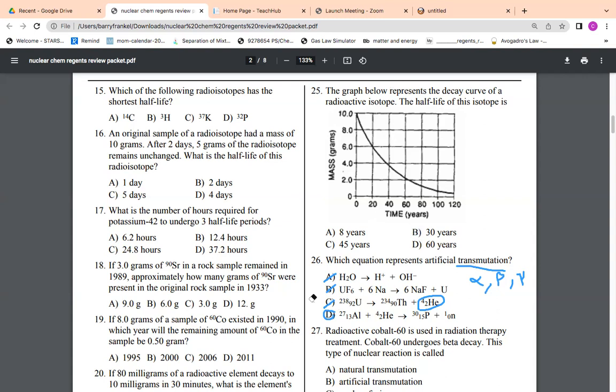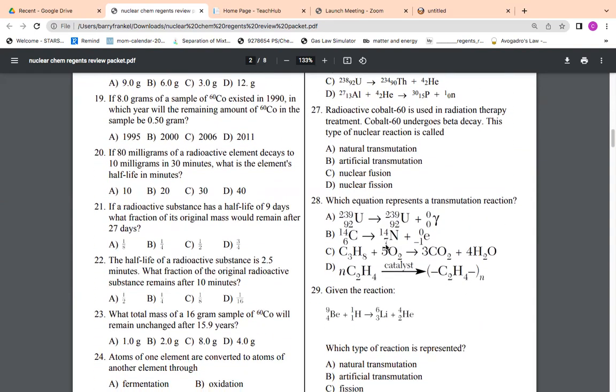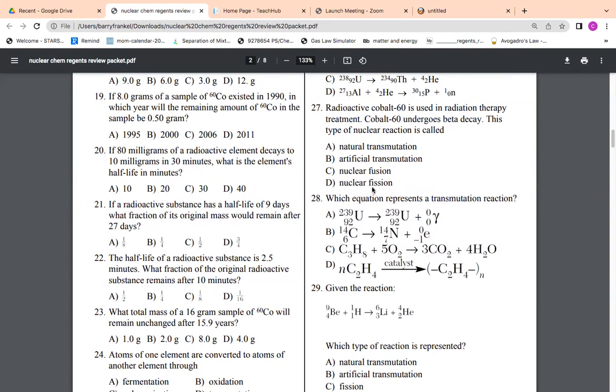Alrighty. Number 27. Let's scroll down a little. Okay. Radioactive cobalt-60 is used in radiation therapy treatment, and it undergoes a beta decay. Again, I just said this, right? So again, alpha decay, beta decay, and gamma radiation, these are all natural processes. So this would be considered a natural transmutation.